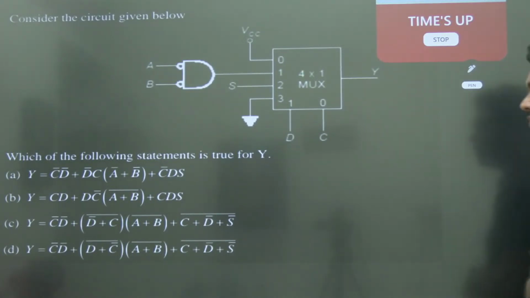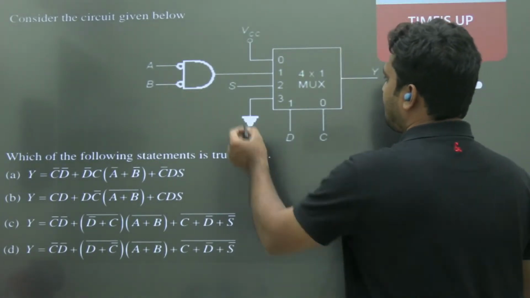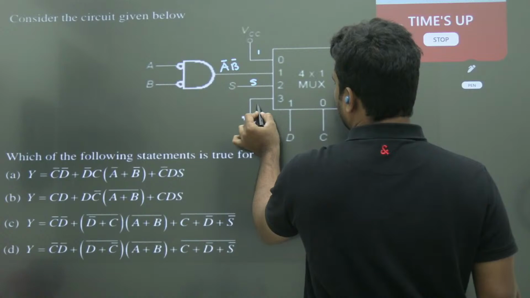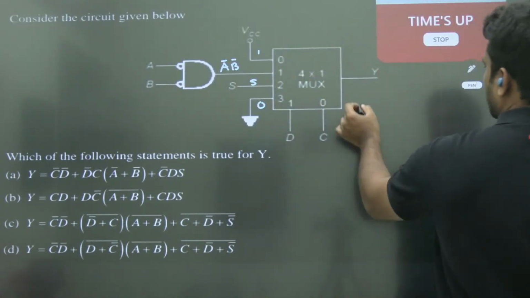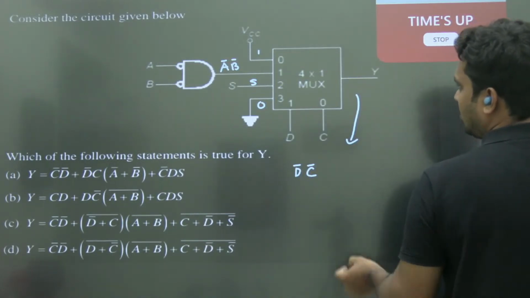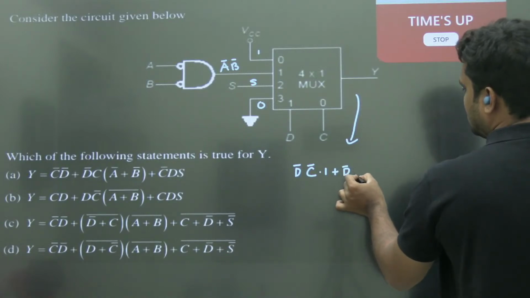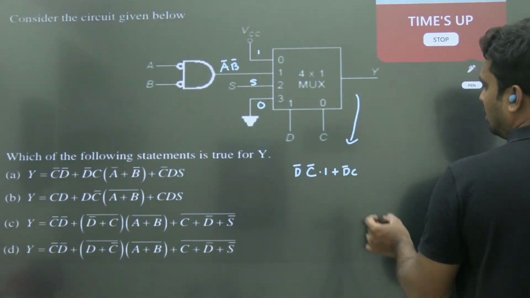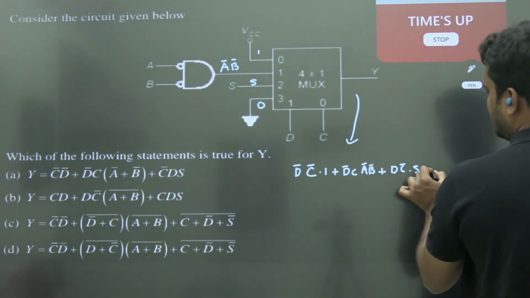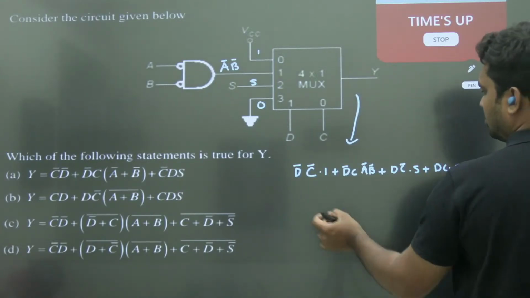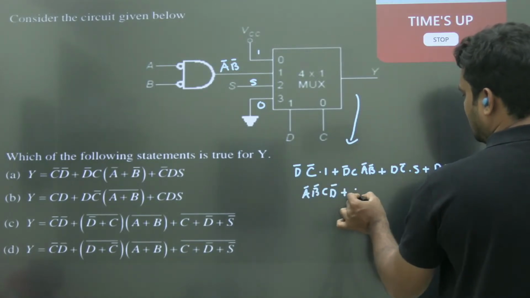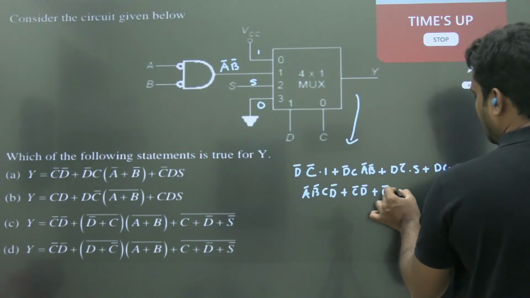Here, A bar into B bar, 1, S, 0. What is the output function here is the question. So C bar, D bar, C bar, what is I naught? 1. D bar C, 0, 1, 5, what is the output? A bar, B bar, DC bar into S plus DC into 0. So here A bar, B bar, CD bar plus C bar, D bar plus C bar DS is the answer.